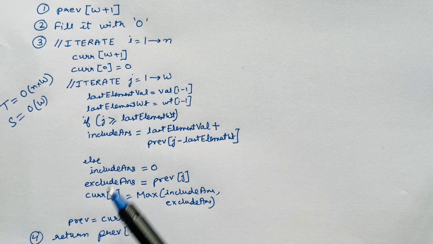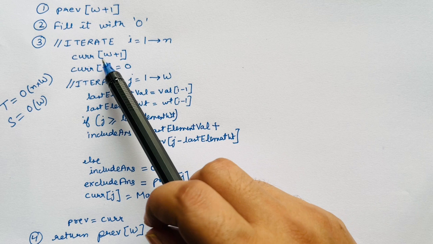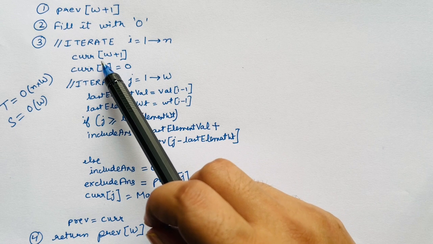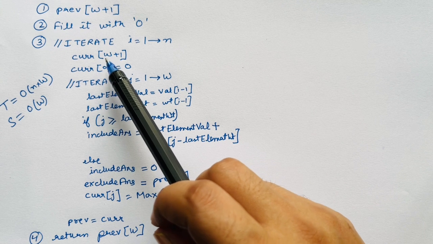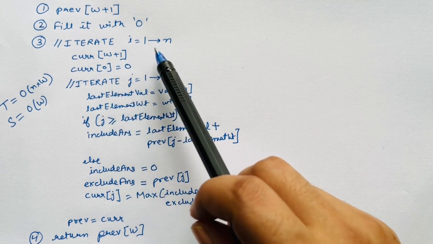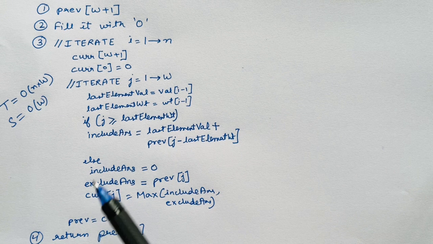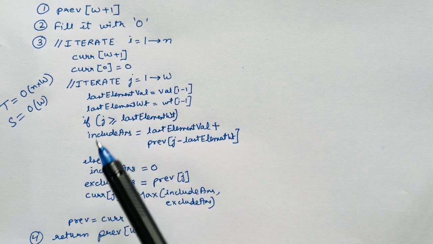Now one may think that in every iteration we are initializing a new current array. We are declaring a new current array. So shouldn't the space complexity be equal to big O of n into W? No, that's not the case.